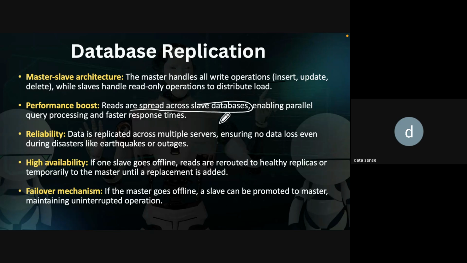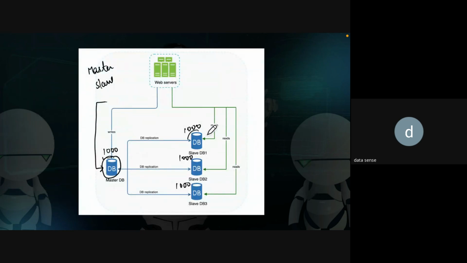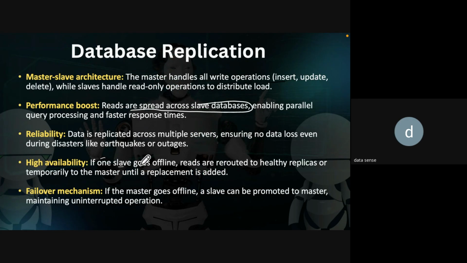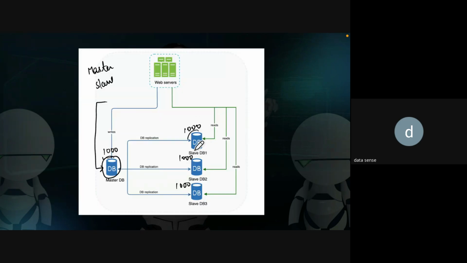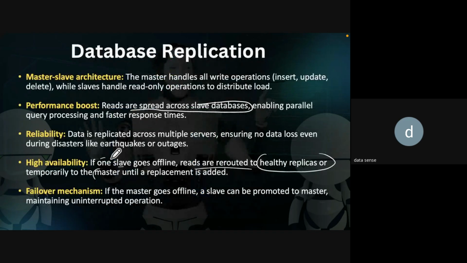Okay, enabling parallel query. Now, if one slave goes offline, suppose it crashed, your web servers can read from the other slave, right? So if one slave goes offline, reads are rerouted to healthy replicas or temporarily to the master. Suppose there is only one slave. If that slave goes down, it will route the request to the master DB. And if your master goes offline, then a slave can be promoted to the master, maintaining uninterrupted operation.